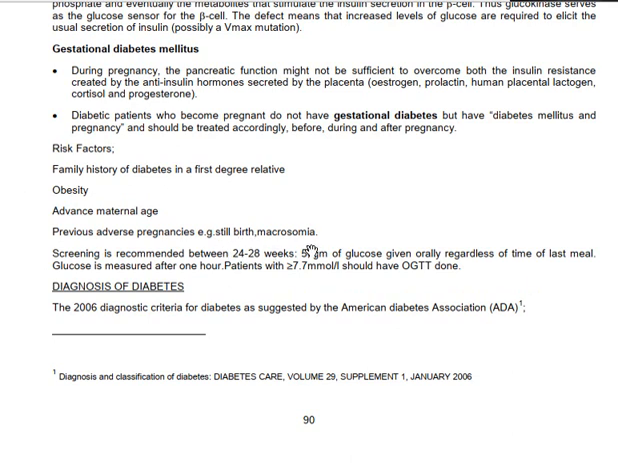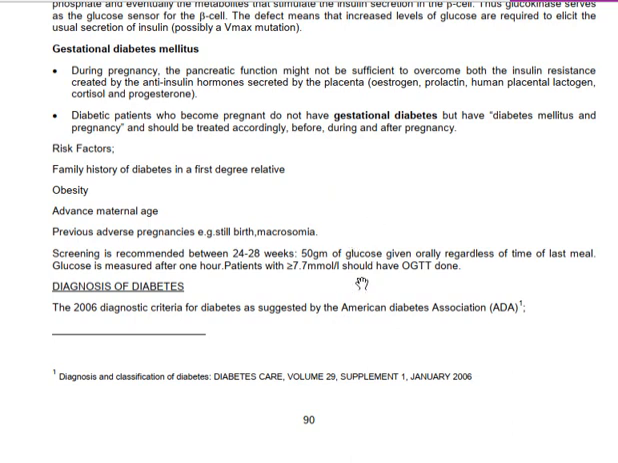You do the fasting blood glucose, which can be one method of screening. The fasting blood glucose has to be less than 126 milligram per deciliter. You can do a random blood glucose, which has to be less than 200. And now also you need to do the oral glucose challenge test.